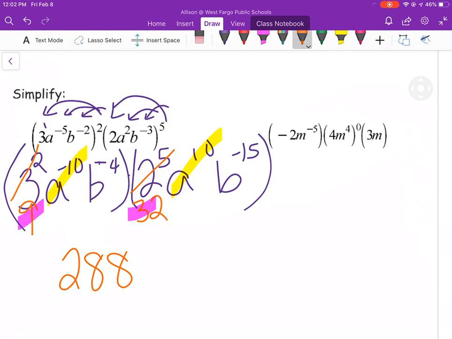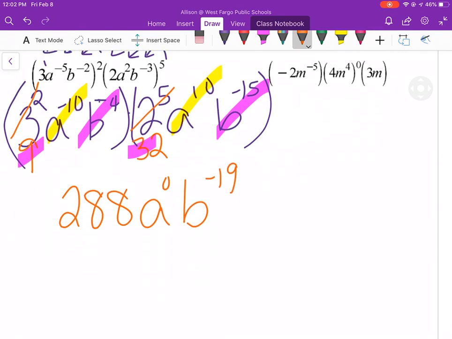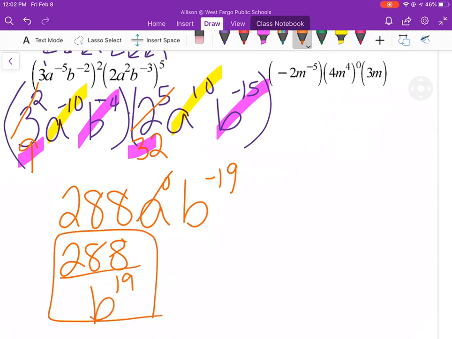Well, since you're multiplying, bases are the same, you add the exponent. So that's going to be a to the 0. And then you have b to the negative 4th times b to the 15th. Bases are the same, add the exponents. Negative 4 plus negative 15 is negative 19. So you're going to have 288. Remember, anything to the 0 power equals 1. So the a to the 0 is equal to 1. So 288 times 1 is just 288. And then this negative exponent is going to move to the denominator and become positive b to the positive 19. And that would be the final answer there.